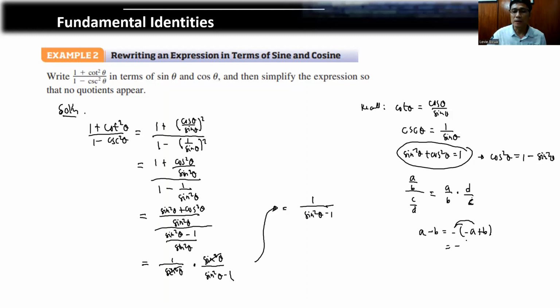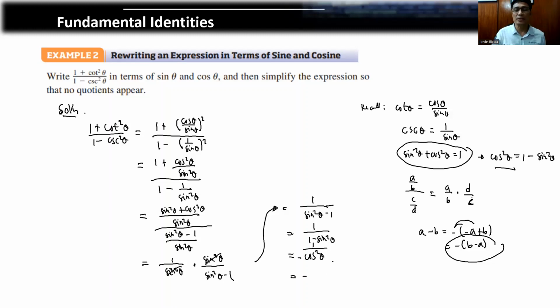But negative a plus b can be written as b minus a. And this is the same with sine squared theta minus 1. This can be written as 1 over negative, 1 minus sine squared theta. But what is 1 minus sine squared theta? From this identity, that's equal to cosine squared theta. So 1 over negative cosine squared theta, negative due to this one, right?